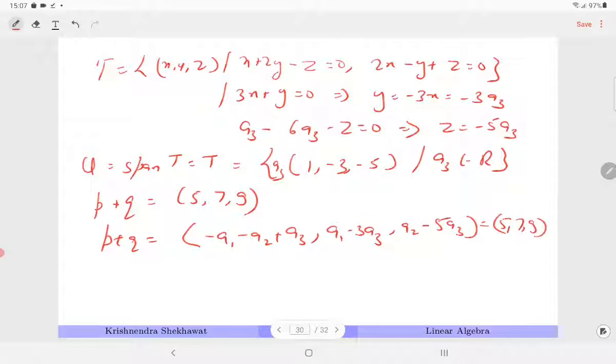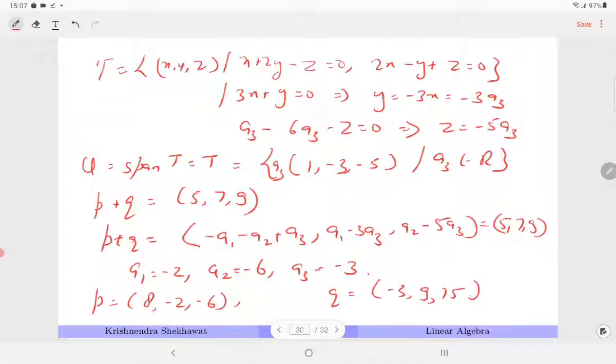This again gives you a system of equations. If you solve them, then you will get a1 is equal to minus 2, a2 is equal to minus 6, a3 is equal to minus 3. If you substitute the values of a1, a2, a3, then p is equal to (8, minus 2, minus 6), q is equal to (minus 3, 9, 15). You can verify that p plus q is equal to (5, 7, 9). Okay, a little bit lengthy question. Try to understand, very interesting question, it helps you to understand how the concept of span works.